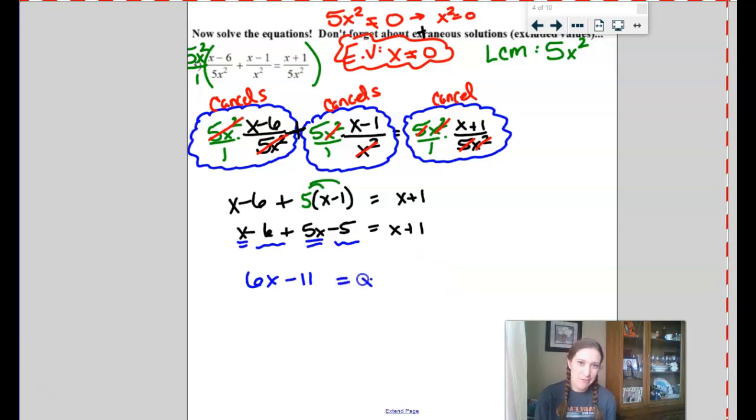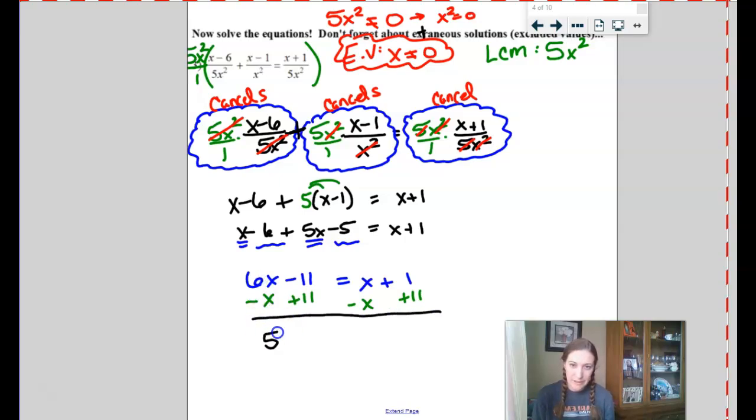I haven't moved anything from this side yet. Okay, linear equations, move x's to one side and non-x's to the opposite side. So I'm going to subtract this x over here. I'm going to add the 11 over here. All right, we are almost home free. Hang tight, guys. We have 5x equals 12. So when I divide both sides by 5, I get x equals 12 over 5.